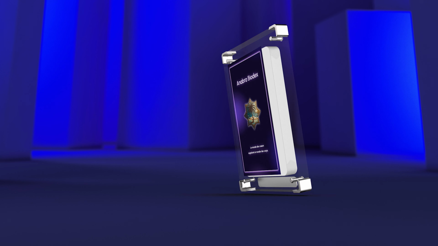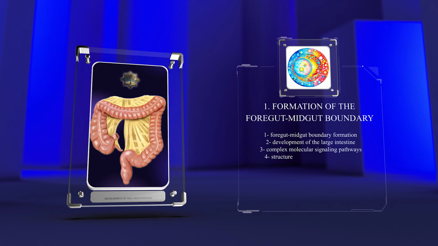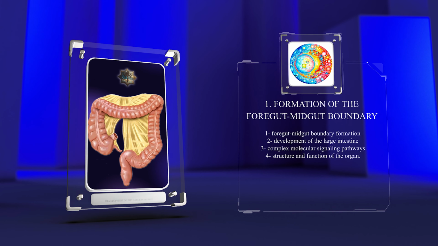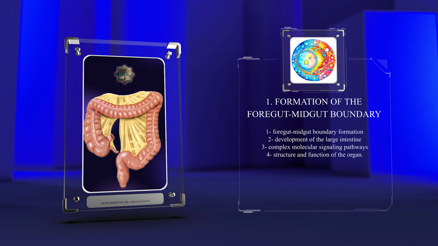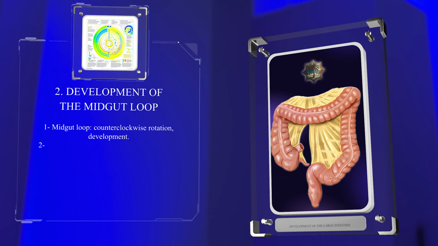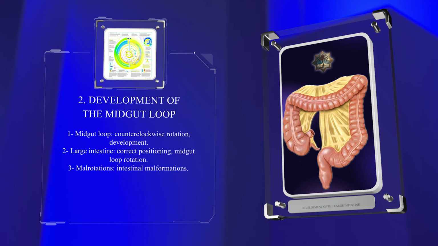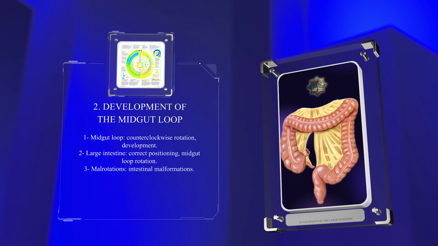In summary, the formation of the foregut-midgut boundary is a crucial event in the development of the large intestine. It involves complex molecular signaling pathways and plays a vital role in shaping the structure and function of the organ. Summary: the midgut loop undergoes a counterclockwise rotation during development, which positions it correctly for the development of the large intestine. Malrotations can lead to intestinal malformations.